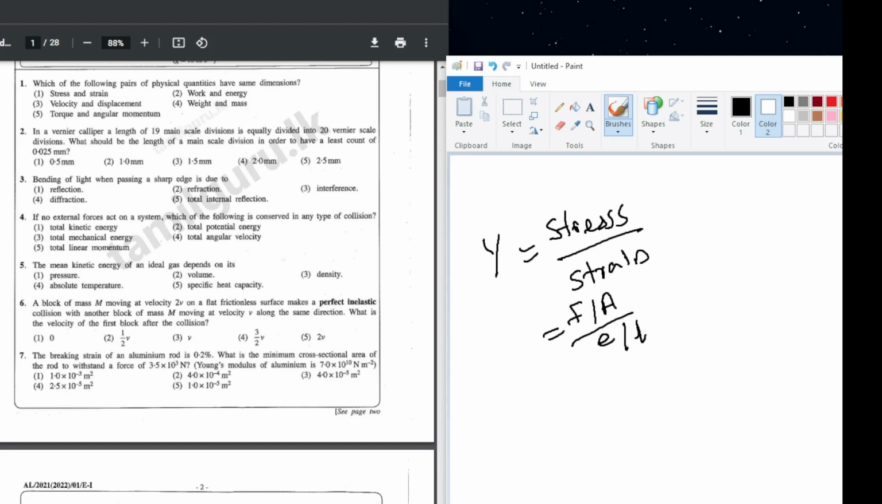And in this question, it is given that breaking strain of an aluminium rod is 0.2%. 0.2% strain. That is, the ratio strain, extension over original length, that is E over L, is 0.2%. That is 0.2 over 100. So E over L is 0.2 over 100.